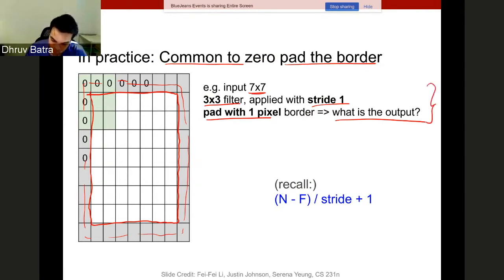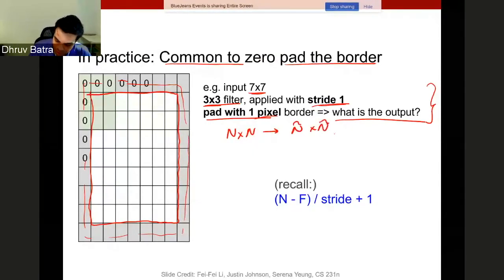7x7 input before padding of 1 pixel is applied, 3x3 filter, stride 1. What is the output? The reason why you can tell it's the same size is you've effectively converted n by n into n tilde by n tilde, where n tilde is equal to n plus twice the pad, which equals 1. Because you've added in both one above, one below, one left, one right. So there's twice its effect that has been added.